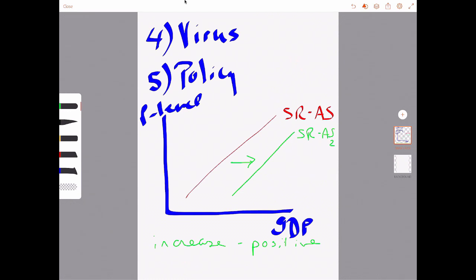The other direction we could go would be to the left. And this would be our short-run aggregate supply 3. That shift to the left is a decrease in aggregate supply, and this is a result of a negative supply shock. And that's clearly what's going on with the coronavirus. It's a negative supply shock.